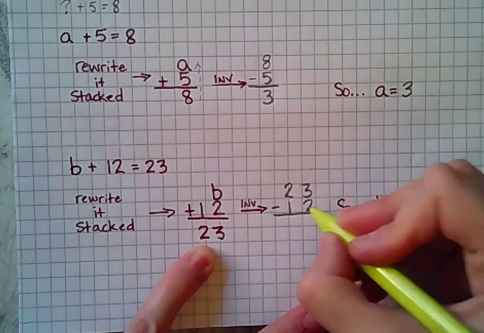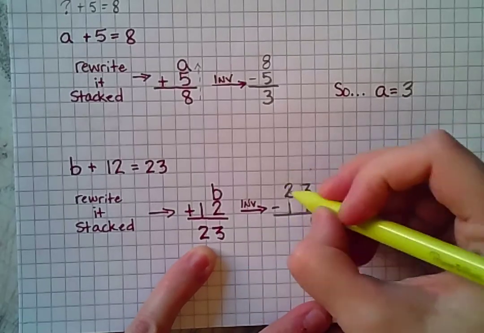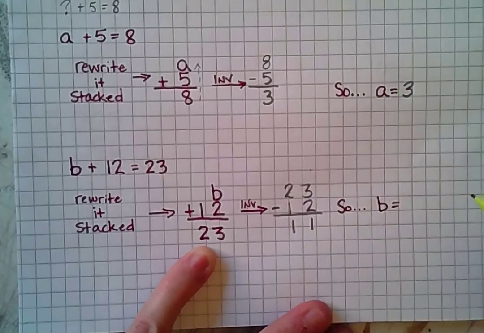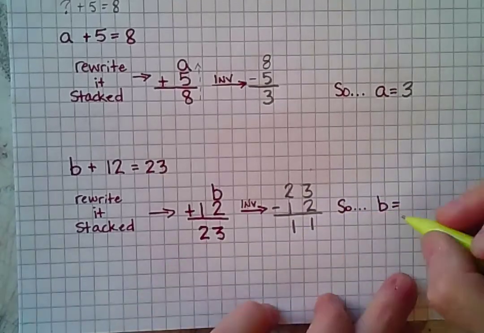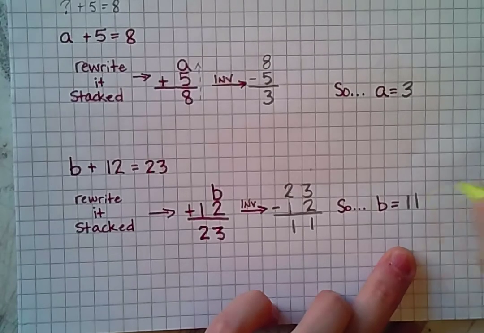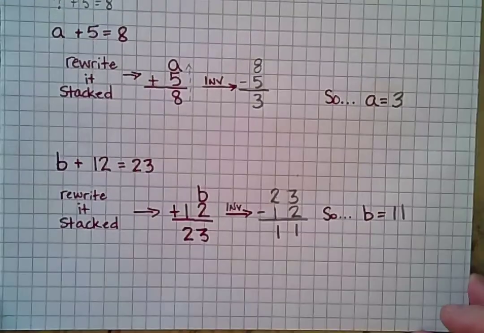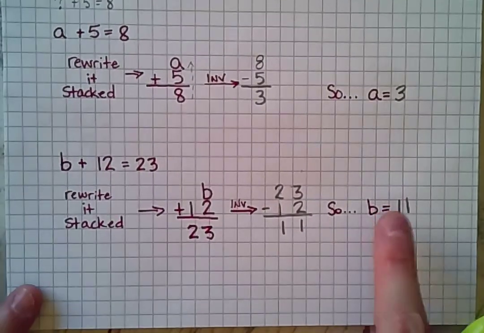And then 3 minus 2 is 1. 2 minus 1 is 1. So B equals 11. Now we need to double check this for sure to make sure that this fits in correctly.